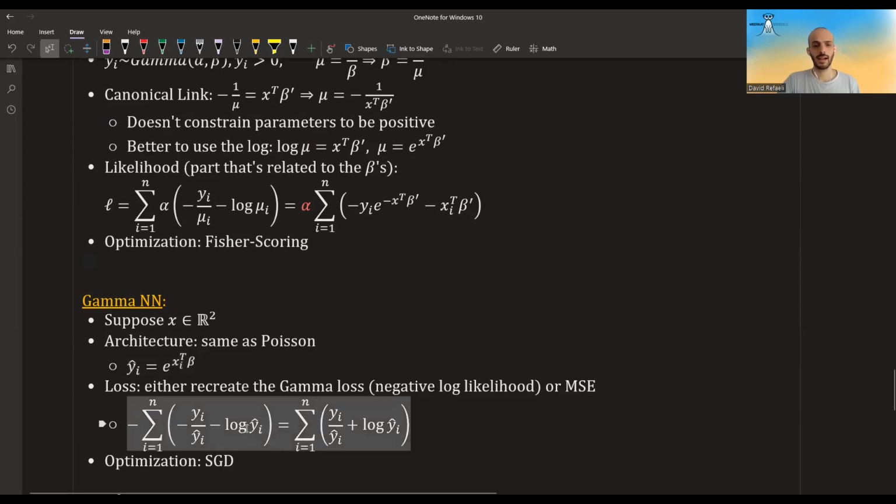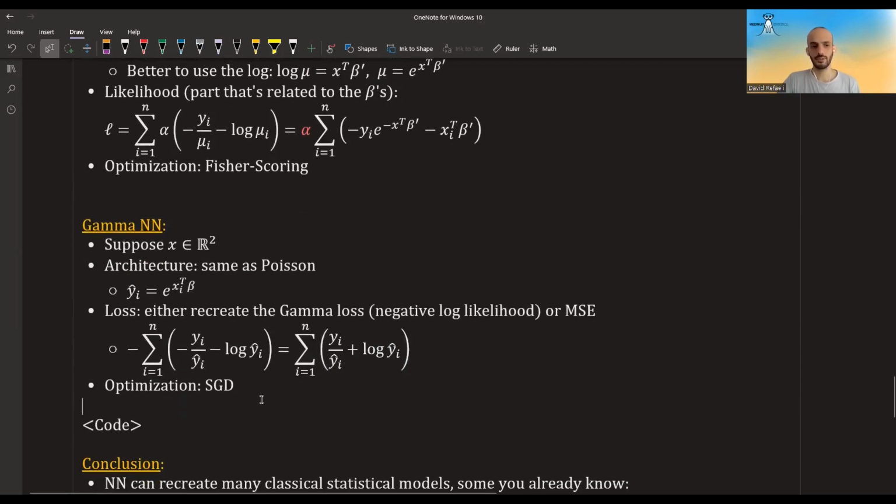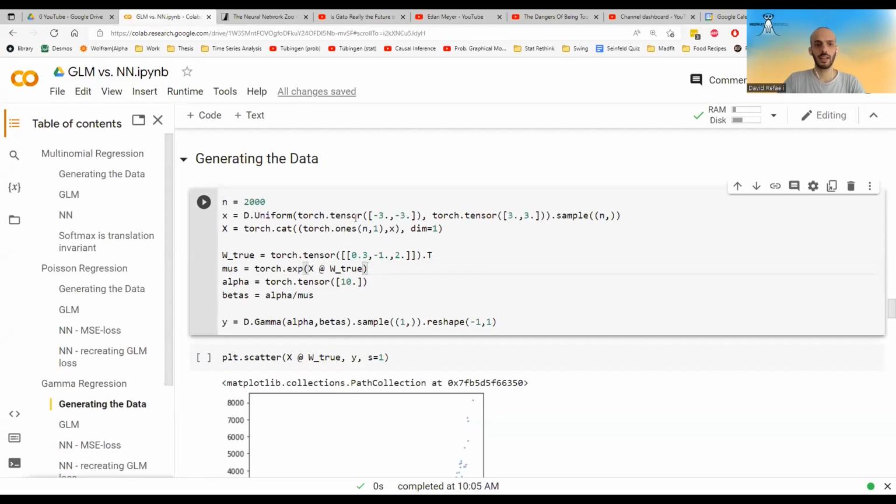And if I take a minus, then the minuses can cancel and I just get this. And again, I can also just use the MSE. Okay, and the optimization here is, again, stochastic gradient descent as opposed to Fisher scoring. Let's code this. So I'm creating the data here. I'm creating the mu's, and then I'm setting alpha to be 10, and then the betas will just be alpha divided by the mu's. And then I sample from a gamma distribution, giving those alpha and betas.